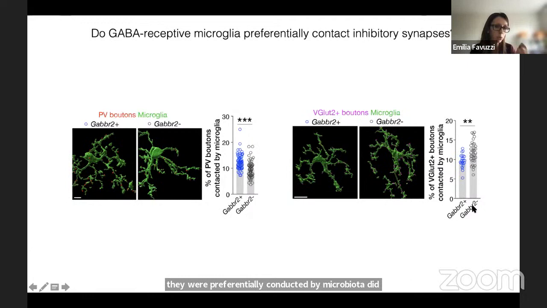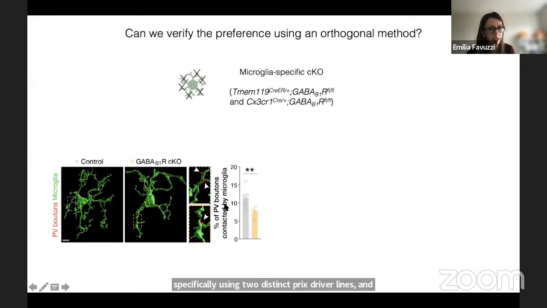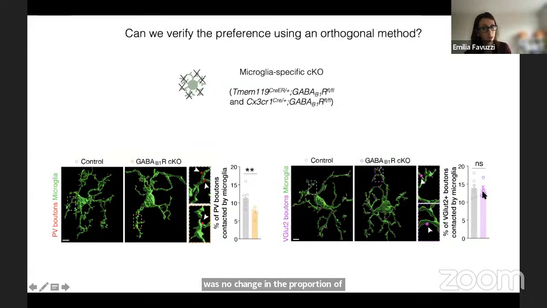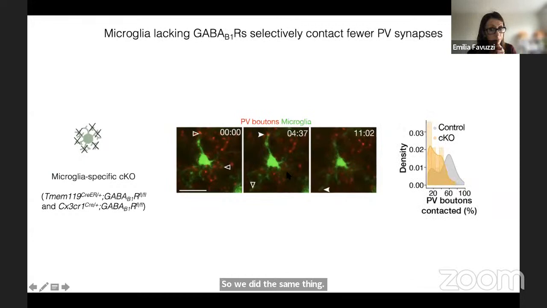So then we removed GABA-B receptors from microglia specifically using two distinct Cre driver lines. And we found that these knockout cells contacted significantly fewer PV inhibitory synapses, but there was no change in the proportion of excitatory synapses contacted by the knockout microglia. So then we went back to our in vivo two-photon imaging experiments. And this is the bimodal distribution that I showed you earlier for the control. So we did the same thing in the knockout, and we found that in the knockout, the interactions were no longer bimodal and actually more closely resemble those that interact less with PV synapses.